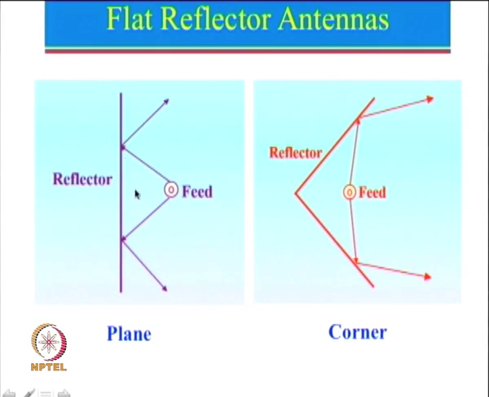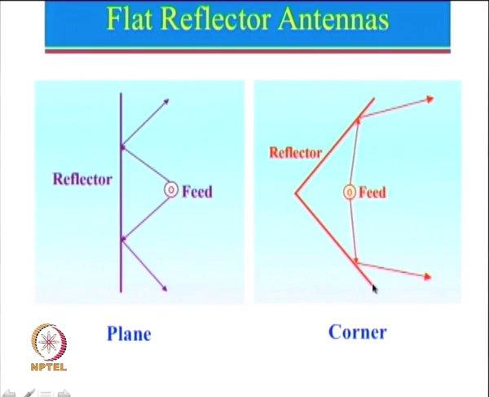Now, instead of using a planar reflector we can also use a corner reflector. So, we have one plate here, another plate over here, and again this one is shown here as a dipole antenna. Basically, this is the top view. So, if you look from the top side you will only see a point of the dipole antenna.